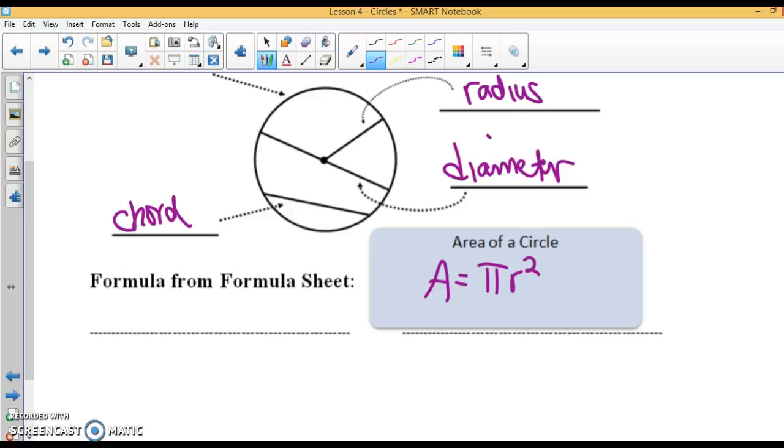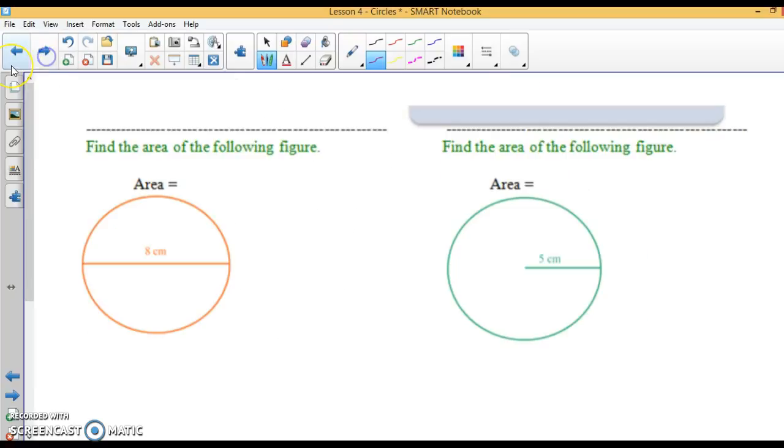Now, when you are doing area, the formula is pi r squared. What did they give us in this circle? This 8 is the diameter. So the diameter is 8. We don't need the diameter. We need the radius. So if the diameter is 8, what's the radius? It would be 4, because the radius is from the center to one edge. It's half of the diameter.